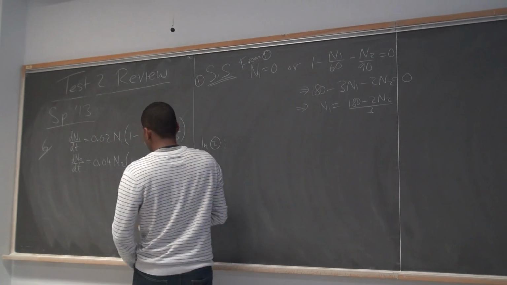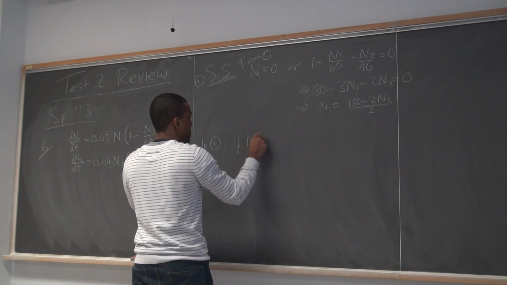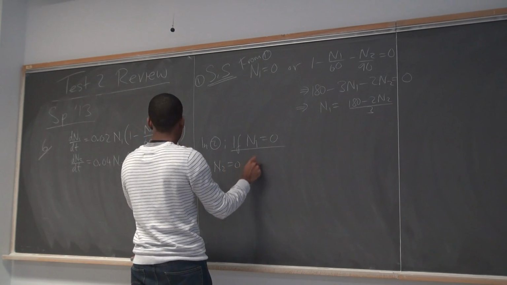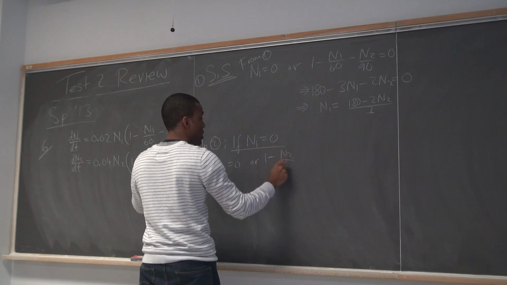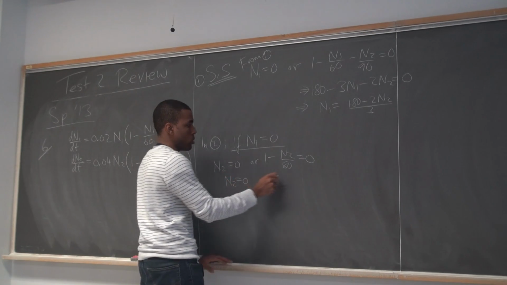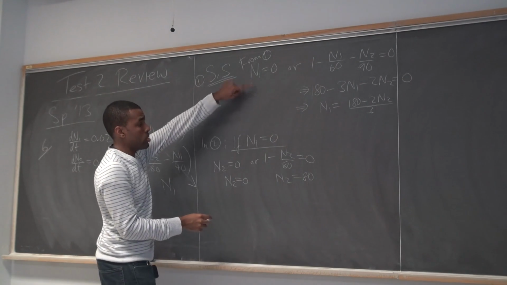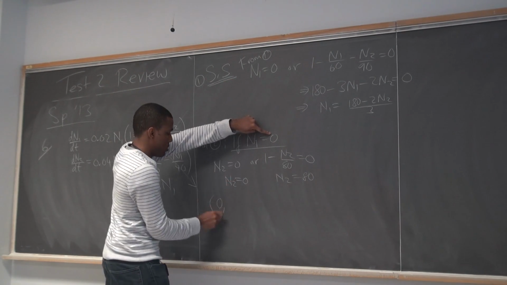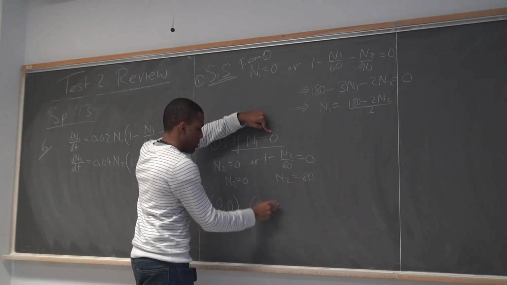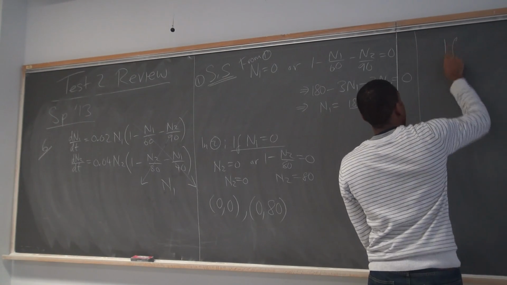So now in the second equation, so we got this from the first. In the second, how does this affect things? If I plug in N1 equals 0 in here, then dN2/dt is 0, and we get N2 equals 0, or 1 minus N2 over 80 equals 0, which means N2 equals 0, or N2 equals 80. And so you get the steady state 0, 0. You also get the steady state 0, 80. Then you do the second case.